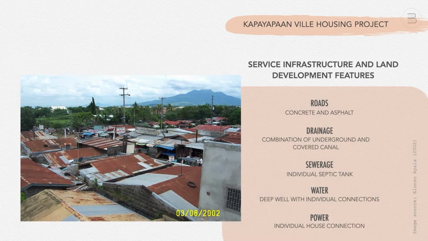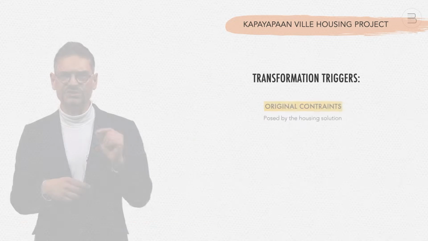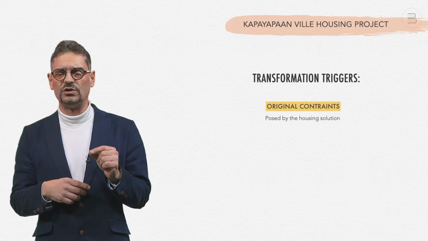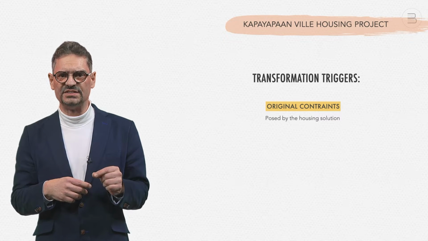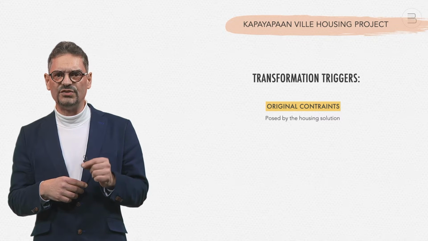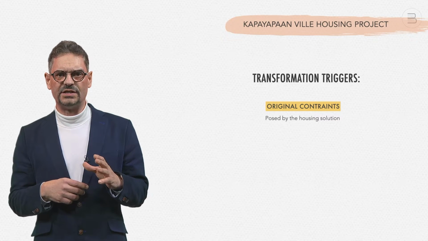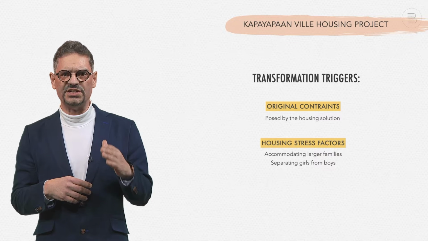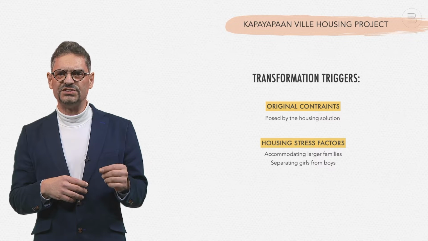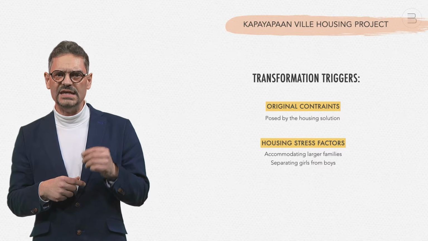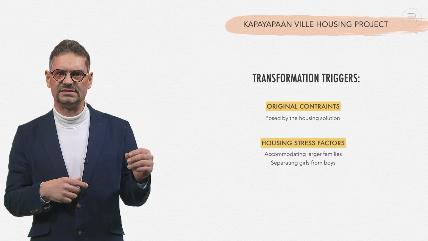As occupation started, the transformation process was triggered, mainly because of the original constraints posed by the housing solution itself, which, according to survey beneficiaries, were related to the house size and the quality of the construction. In general terms, housing transformation triggers were related to housing stress factors such as the need to accommodate family better and the need to separate boys from girls.